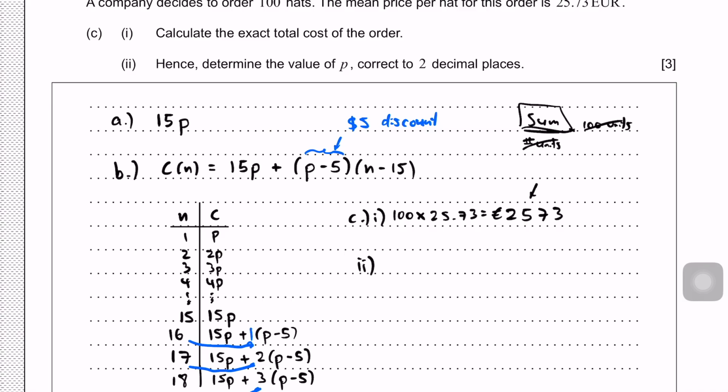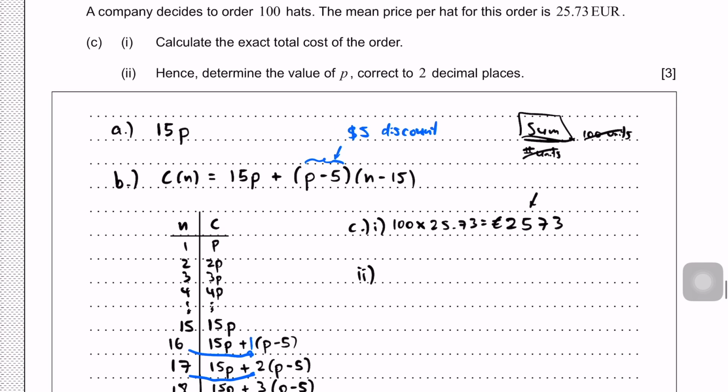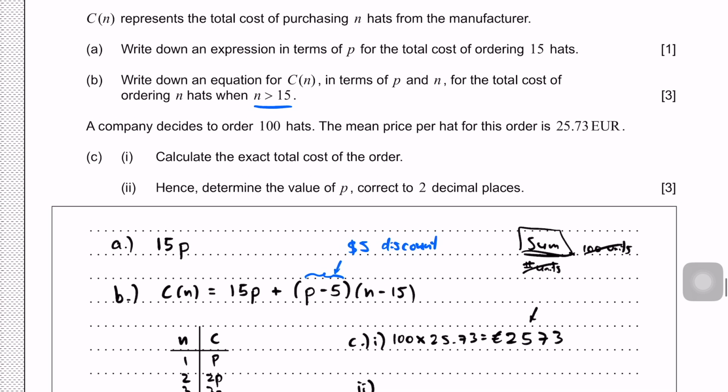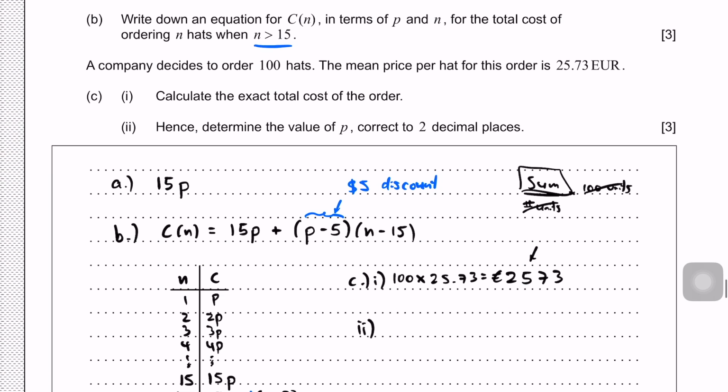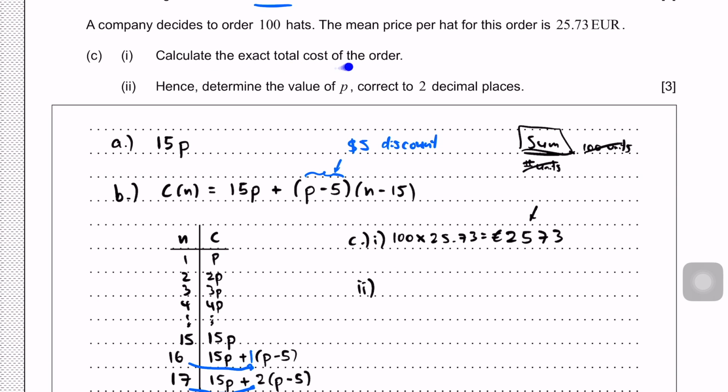All right, let's go on to part 2. Hence, determine the value of p correct to 2 decimal places. So not a bad question, but it might be a little difficult or challenging to see where we are going to get that information from. Remember, IB questions often lead into one another, just like this first part led into this. This question right here, the total cost, chances are we're going to need to do something with this.